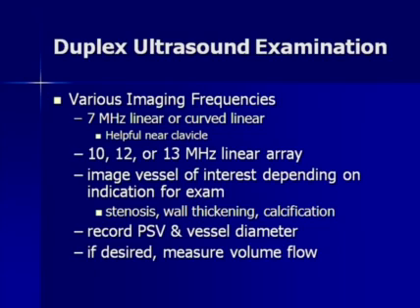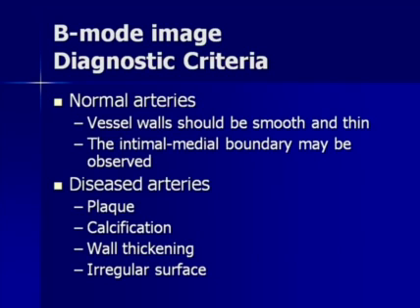We're going to look for the same things like a stenosis, calcification, wall thickening. We're going to record the peak systolic velocity as well as vessel diameter, and in some instances we may be asked to measure volume flow, which I'll explain in a few minutes. Now, an artery is an artery, and a normal artery should look nice and thin-walled, be smooth, and have an appreciable intimomedial boundary that we can see.